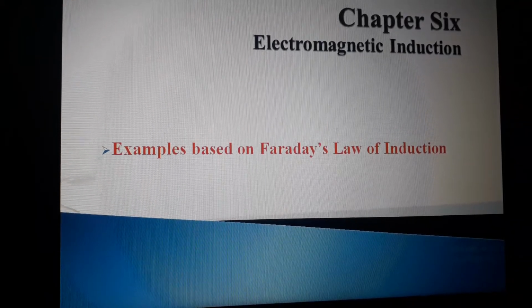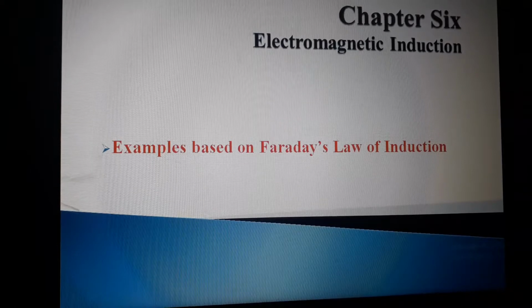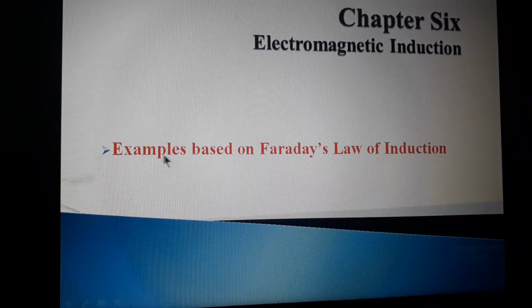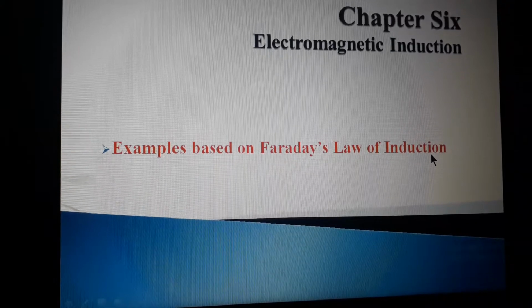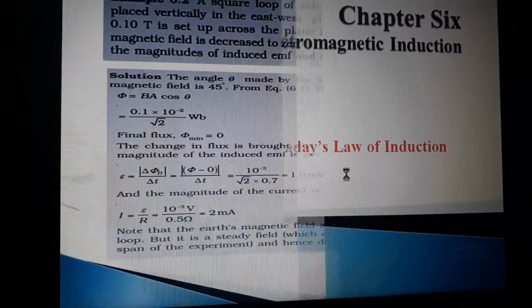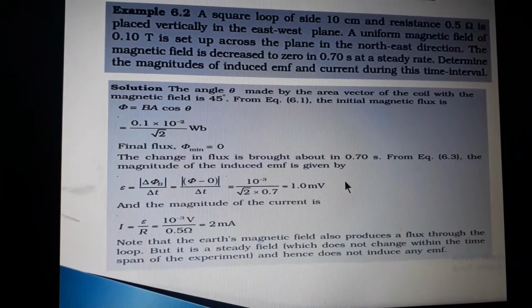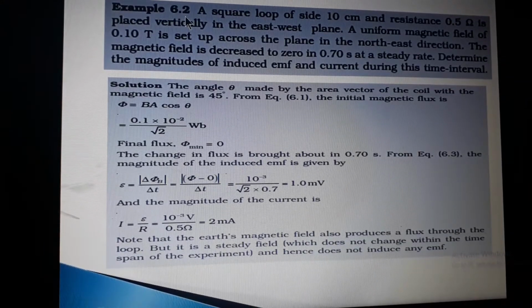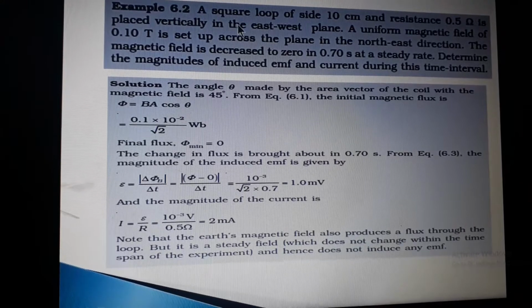So today in this lecture I will explain some examples based on Faraday's law of induction. Just see this one, example 6.2. This example 6.2 is taken from the textbook.